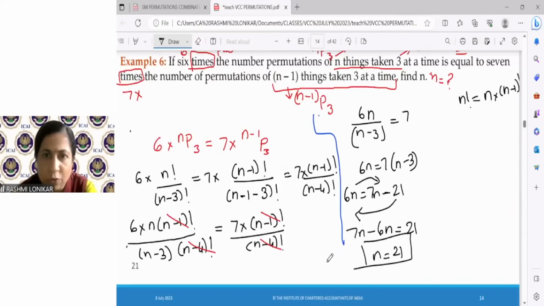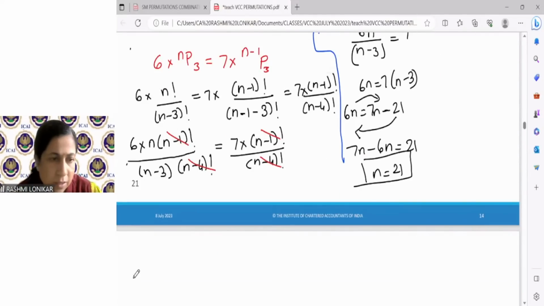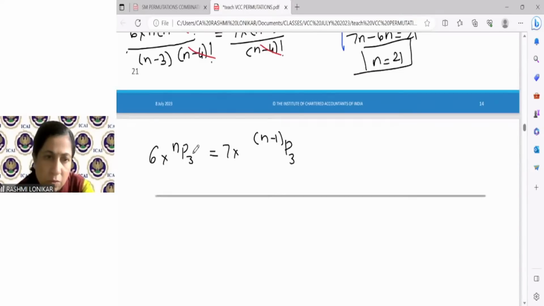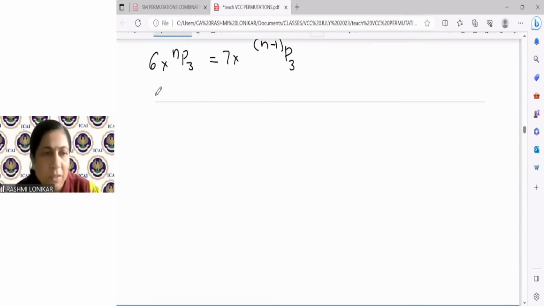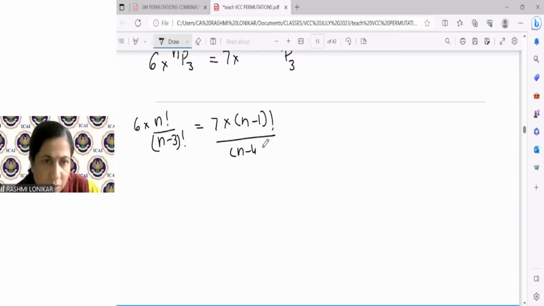So this is one way of doing it. Now we will do with the golden rule method. I'll just write this. This is 6 into nP3 is equal to 7 into n minus 1 P3. Golden method: 6 into n factorial upon n minus 3 factorial, which is equal to 7 into n minus 1 factorial upon n minus 4 factorial. This is the simple way.